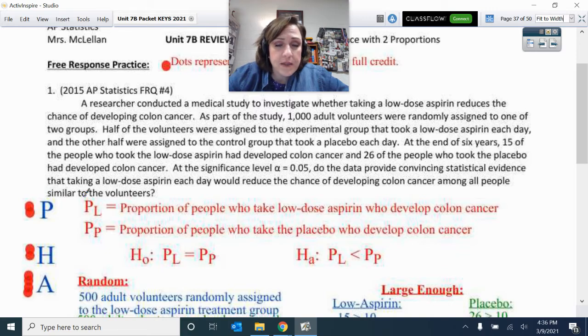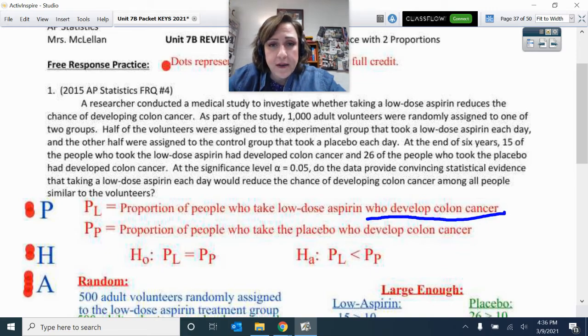So I did P with a little l as being the proportion of people who take the low-dose aspirin who develop colon cancer. That's what we're testing. How's this treatment affecting the proportion who develop colon cancer? So P with a little p is the proportion of people who take the placebo who develop colon cancer. You have to have that "who develop colon cancer" in there. That's what we are testing, as that's what tells us what kind of results we had. That's the response we're measuring.